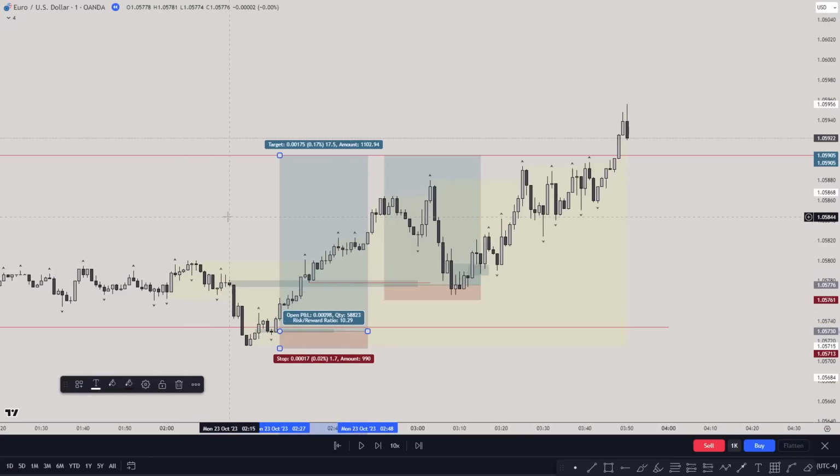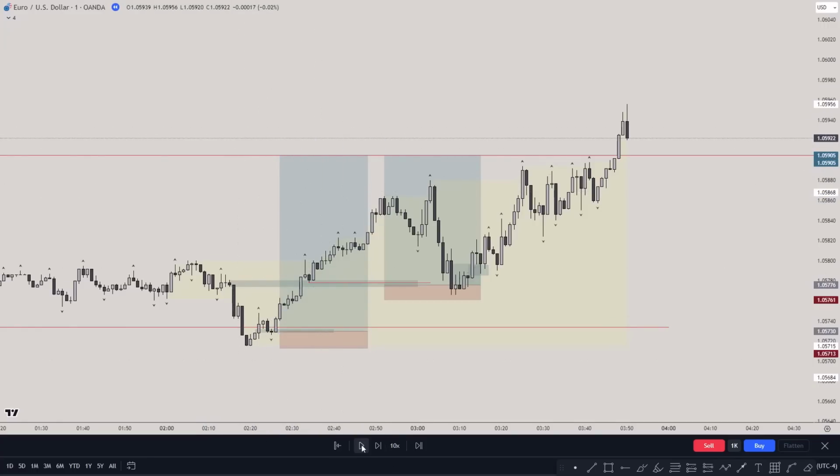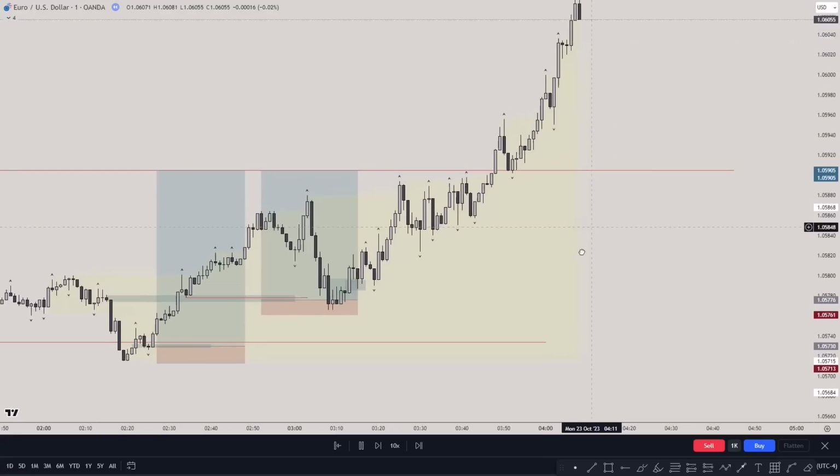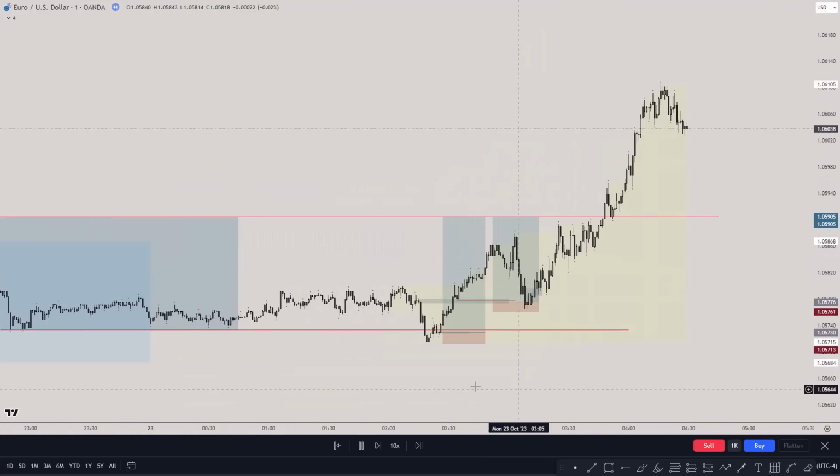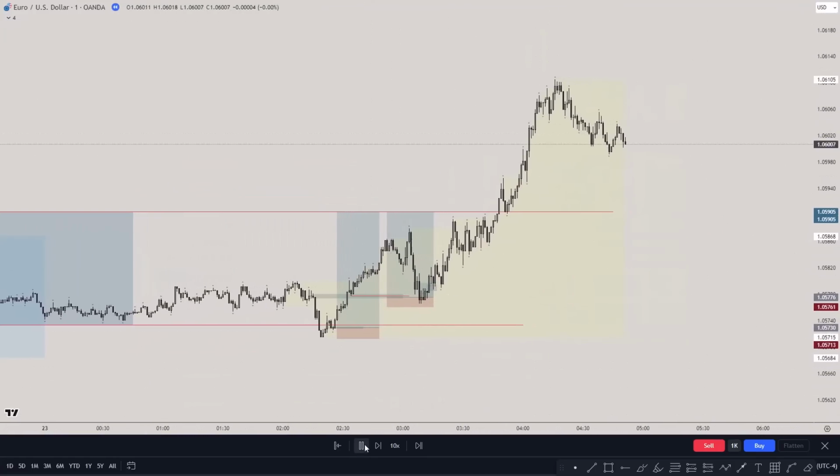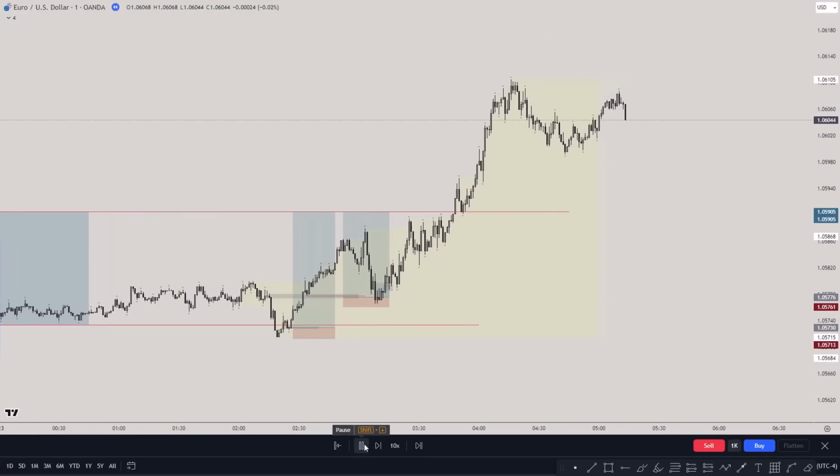I got about something like 5 to 1 because I took some partials on the way and I did not hold my whole position all the way right here. And price kept going up actually. I remember that. You see, price actually kept going up and you were able to get a lot of reward to risk from this trade.